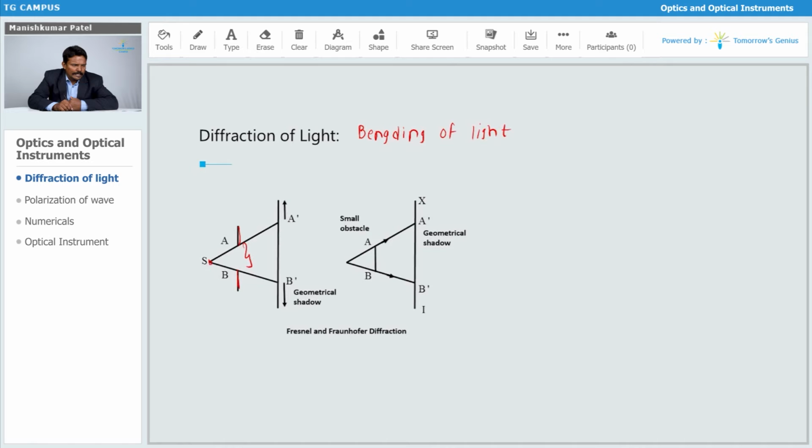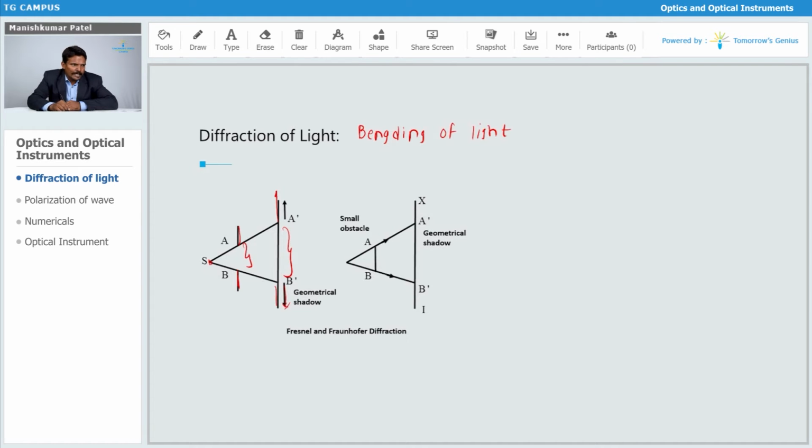Here you will get the geometrical shadow and this part will get illuminated. This part is illuminated, but this portion has the geometrical shadow, as the light can't reach over here. So we can say that the light is getting spread when it passes through that small aperture AB.